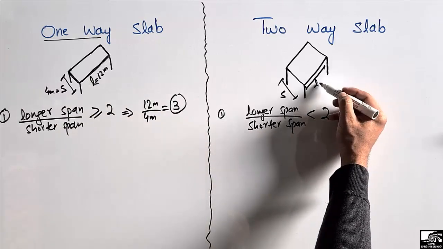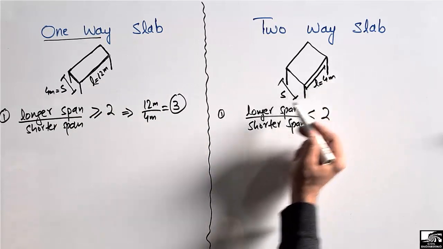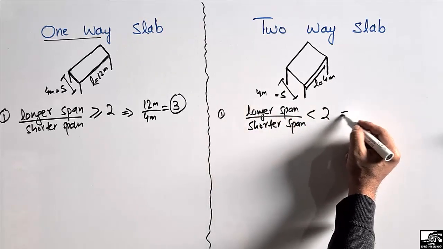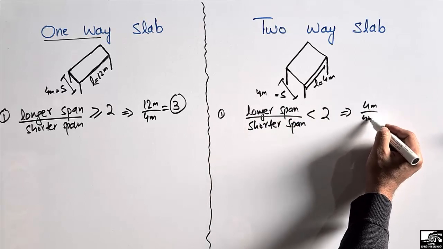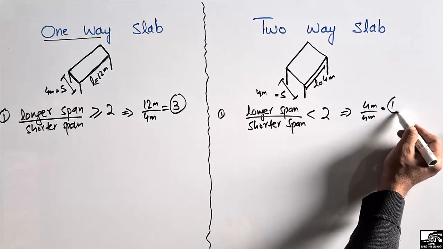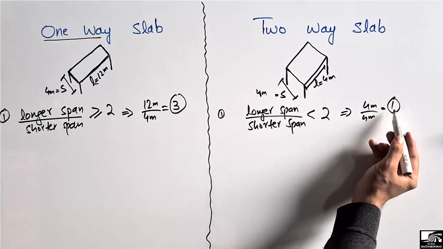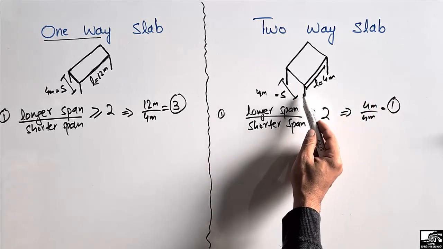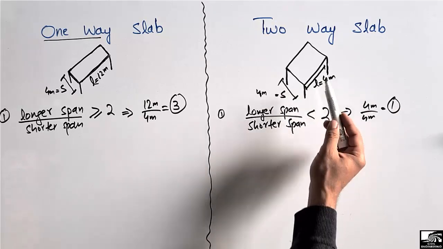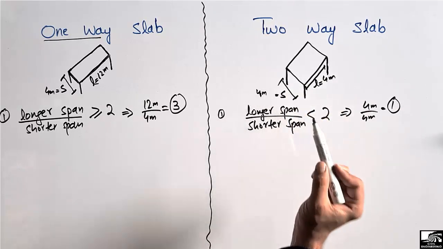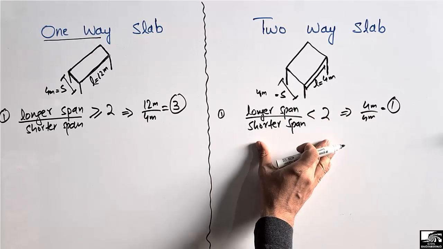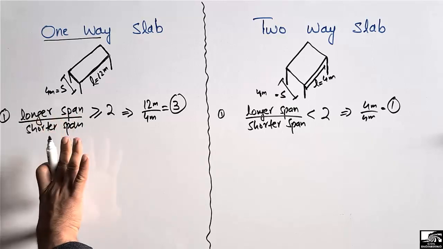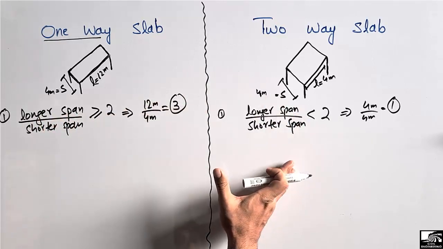In this case, let's suppose this is a 4 meter length and the shorter span is also 4 meters. If we divide these two, 4 meters divided by 4, we get 1. So the ratio 1 is less than 2, and it will be a two-way slab. So it mainly depends on the ratio of the longer span to the shorter span, and due to this ratio, it bends in either one way or two ways.